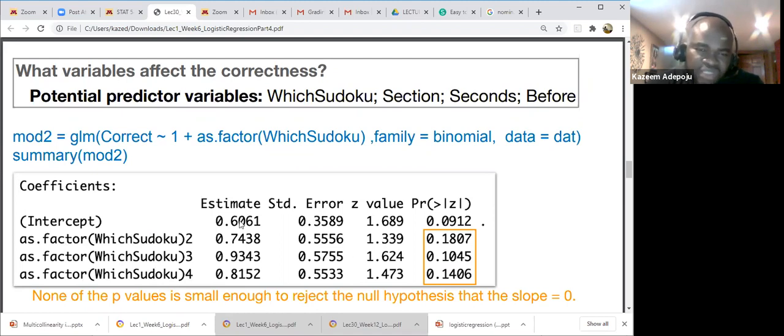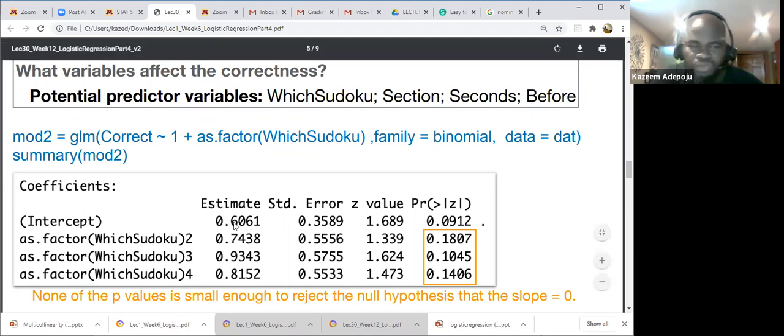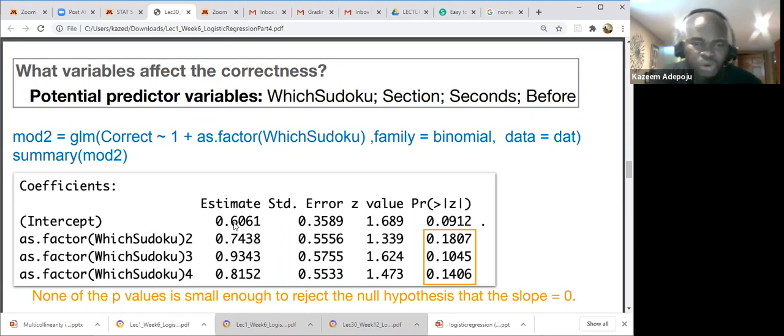Now, this is the intercept for this model. I want to award an extra credit right now. Can somebody tell me, if I want to interpret the intercept in this model, which of the Sudoku games would that intercept apply to? Okay, they said Sudoku 1. Good job, for those of you that said Sudoku 1, that's good.